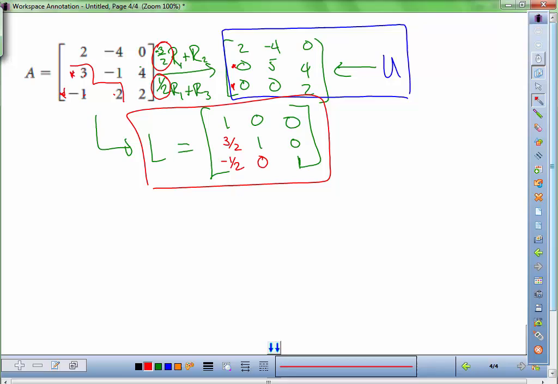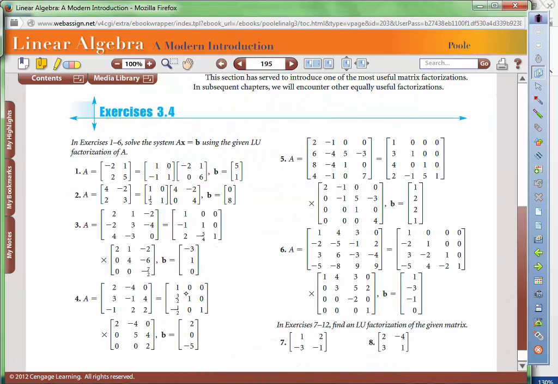So this is an actual problem that has a solution. Here is the answer. 2, -4, 0, 5, 4, and 2 for the upper triangular part. And 1, 0, 0, then 3/2, 1, 0, and -1/2, 0, 1. So that's the same thing that we got. Okay?